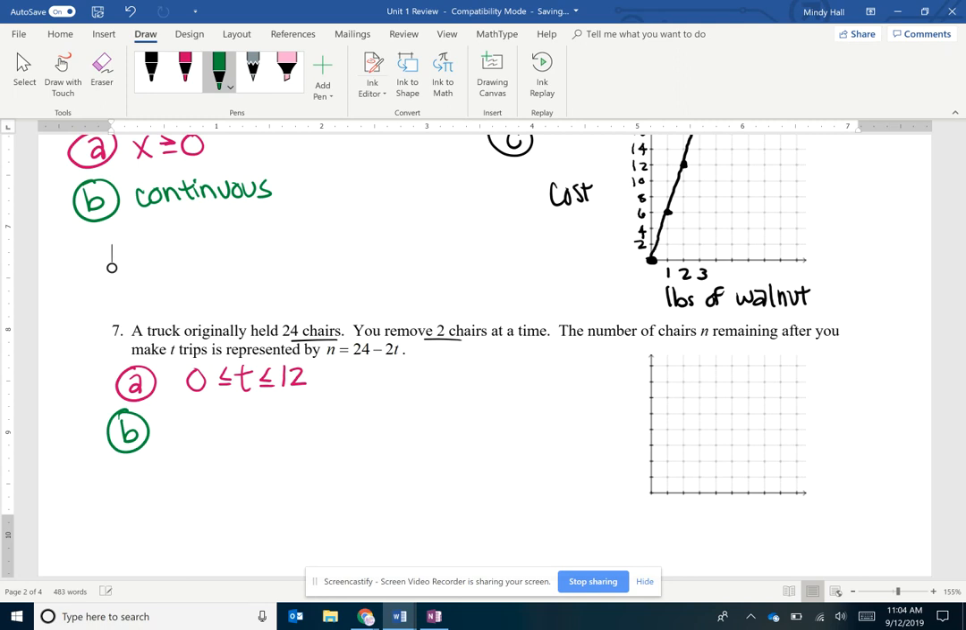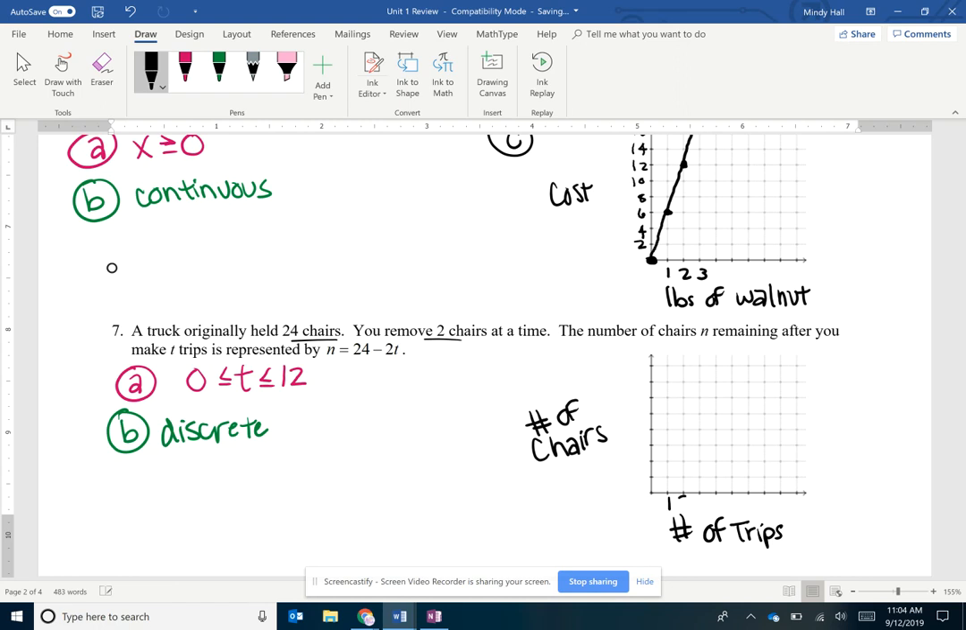Now, deciding if it's continuous or discrete, I can't remove half a chair. And as soon as I can't do a half of one of my variables, it is discrete because it's going to be individual dots because we cannot connect them. So then we have number of chairs as our dependent variable because the number of chairs depends on my number of trips.